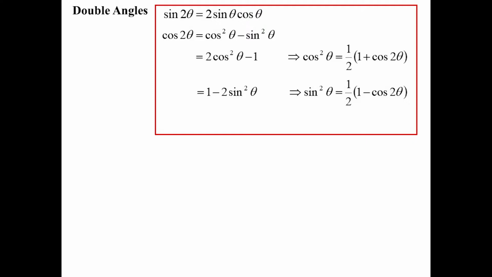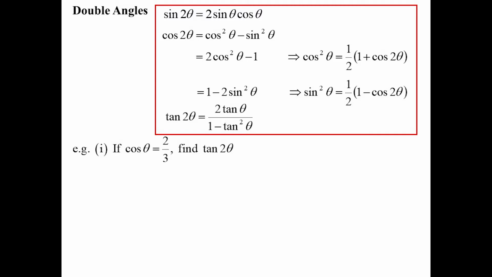And there's a similar one, the 1 minus 2 sine squared, I could rewrite to be sine squared as a half of 1 minus cos 2 theta. Yeah, they're very similar, but notice the cos squared has the plus, the sine squared has the minus. So again, it matches with that cos squared minus sine squared. Tan 2 theta, 2 tan theta on 1 minus tan squared theta. All right, let's do some examples.